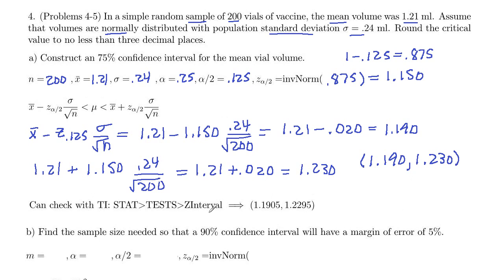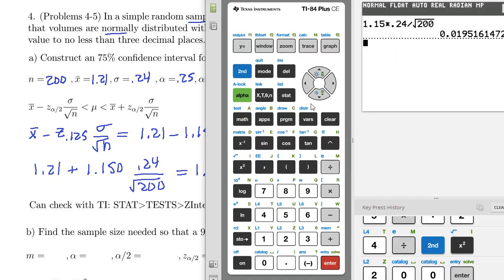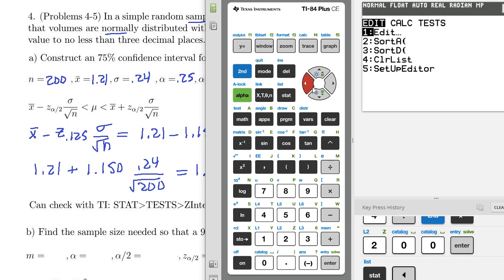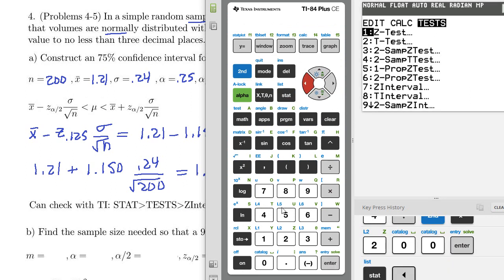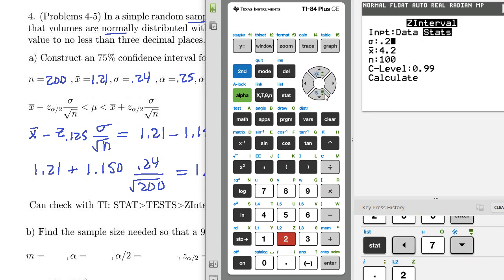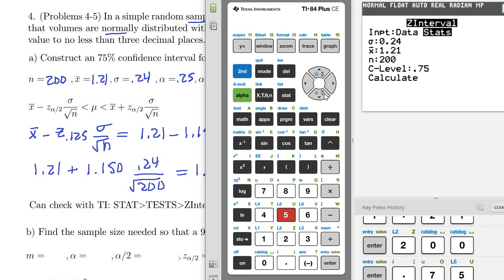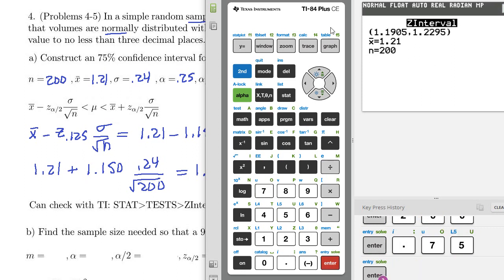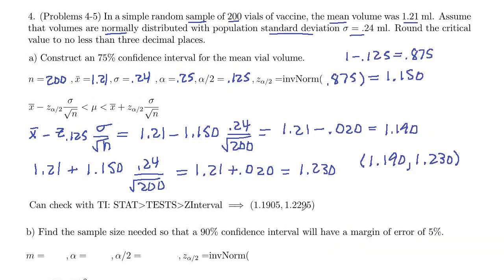And we can check that with z-interval on the calculator. So we go to stat, tests, z-interval is number 7. And we make sure that stats is highlighted, not data. Our sigma, 0.24. X bar 1.21, N 200, confidence level 0.75. So 1.19 to 1.23, and that's what we got here.